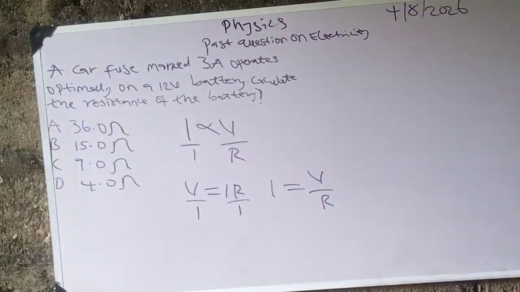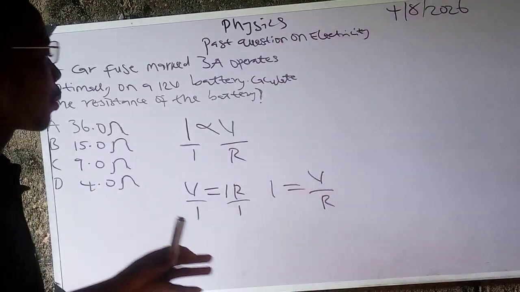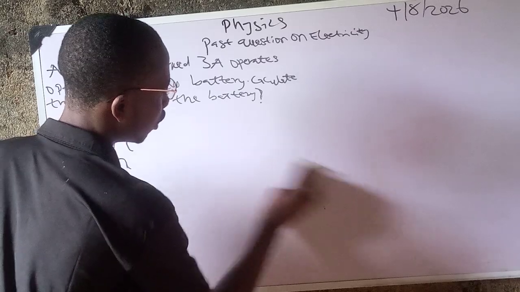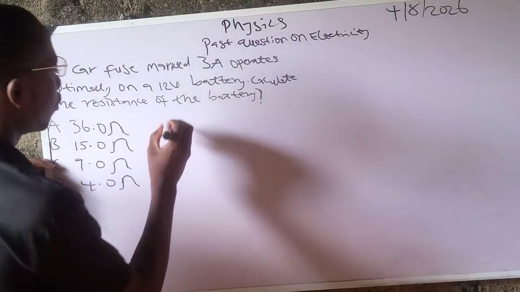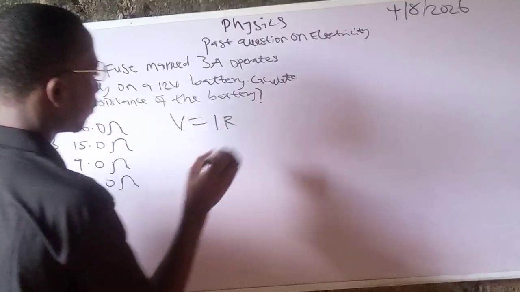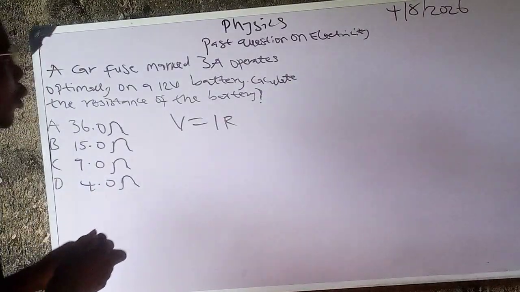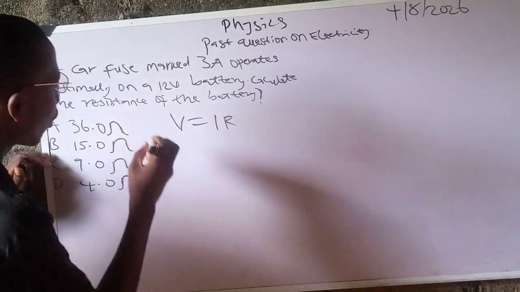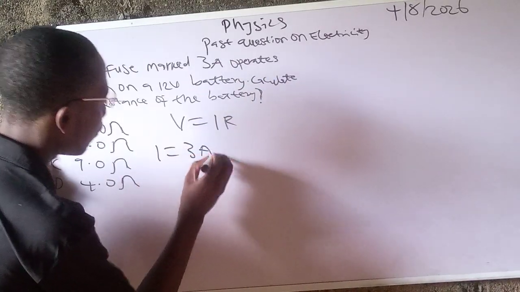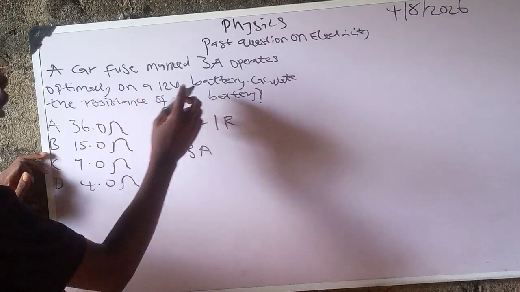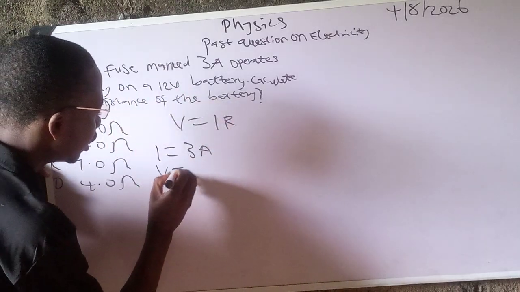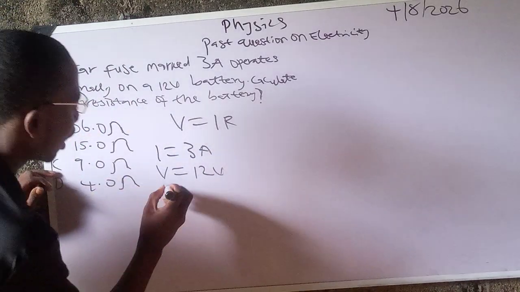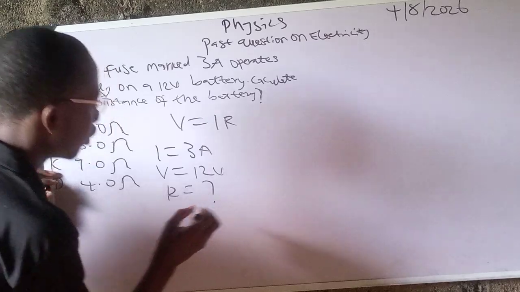So that takes us to the main aspect of this topic, what we want to treat today. V equals IR. Now, I'm going to list out my parameters. They say a car fuse marked 3 ampere, that is my current, equals 3 ampere. Operates optimally on a 12 volt battery, that is my voltage is 12 volts. Now they ask me to find the resistor, which is R. R is not given.